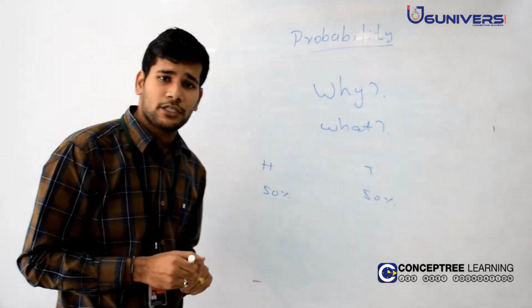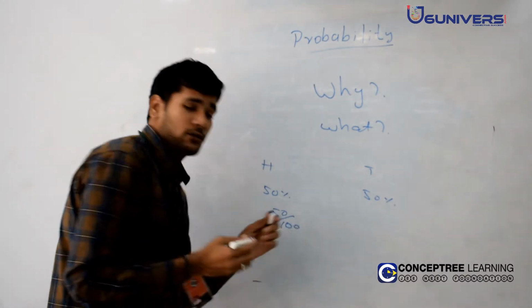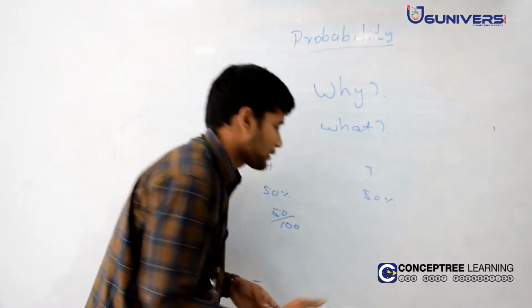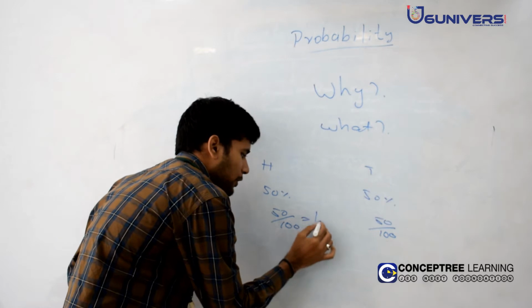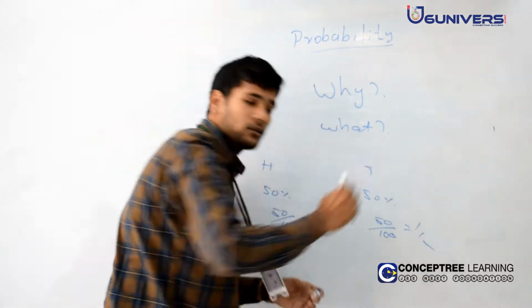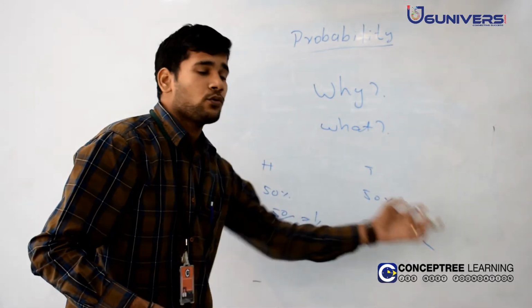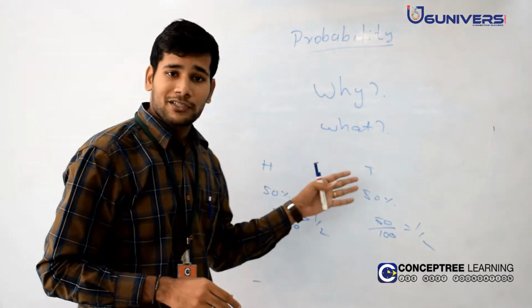What is the relation? Just one simple relation. If it is 50%, that means 50 by 100, because percentage means per 100. So 50 by 100, and ultimately you will get 1 by 2. Here I am giving 50-50, in probability I will give 1 by 2 and 1 by 2. So there is a relation between percentage and probability.